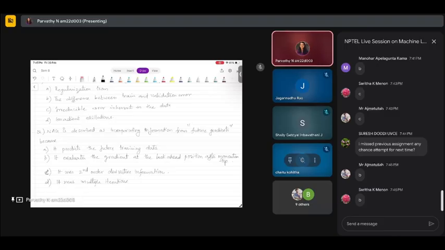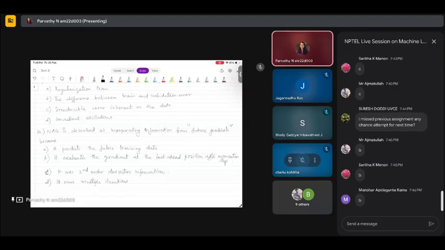It predicts the future training data. It evaluates the gradient at the look ahead position. It uses second order derivative. It runs multiple iterations. Yeah, so it will evaluate the gradient at the look ahead position after the momentum step.